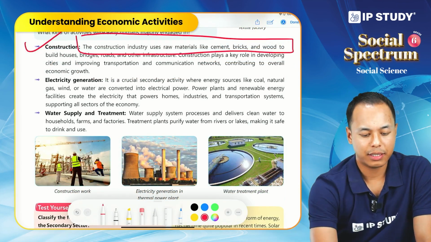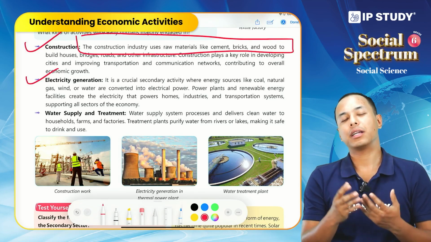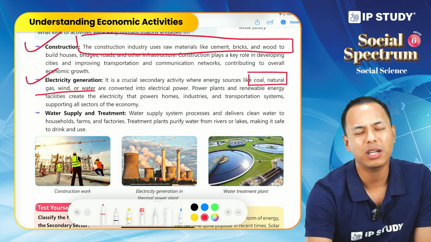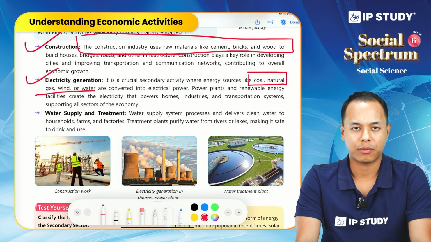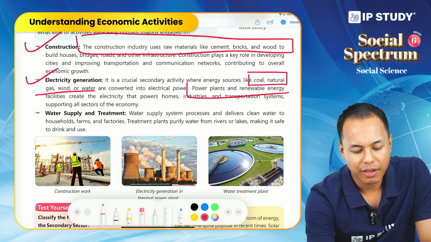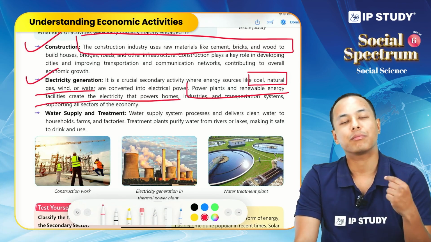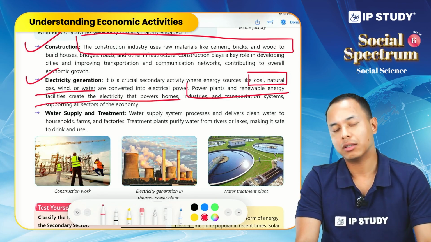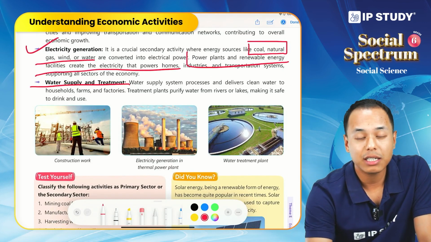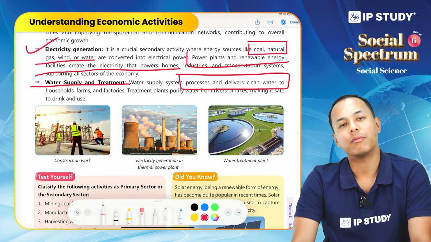Next economic activity is electricity generation. Electricity generation involves converting sources of power like coal, natural gas, wind and water into electricity. Power plants and renewable energy facilities enable the creation of electricity that powers our homes, industries and so on. And lastly, we have water supply and treatment. What does it do? It processes and delivers clean water to our houses, farms or industry.